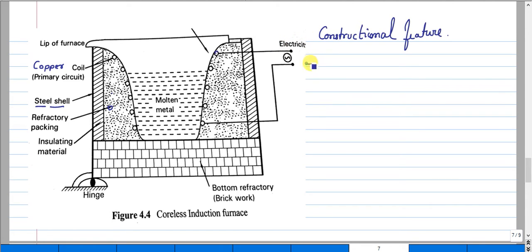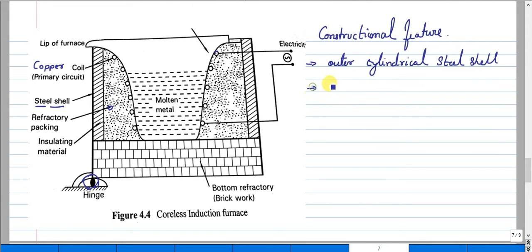Just let me write down. It consists of an outer cylindrical steel shell, so it will be hinged at the bottom. You can see here it is hinged at the bottom in order to provide tilting.